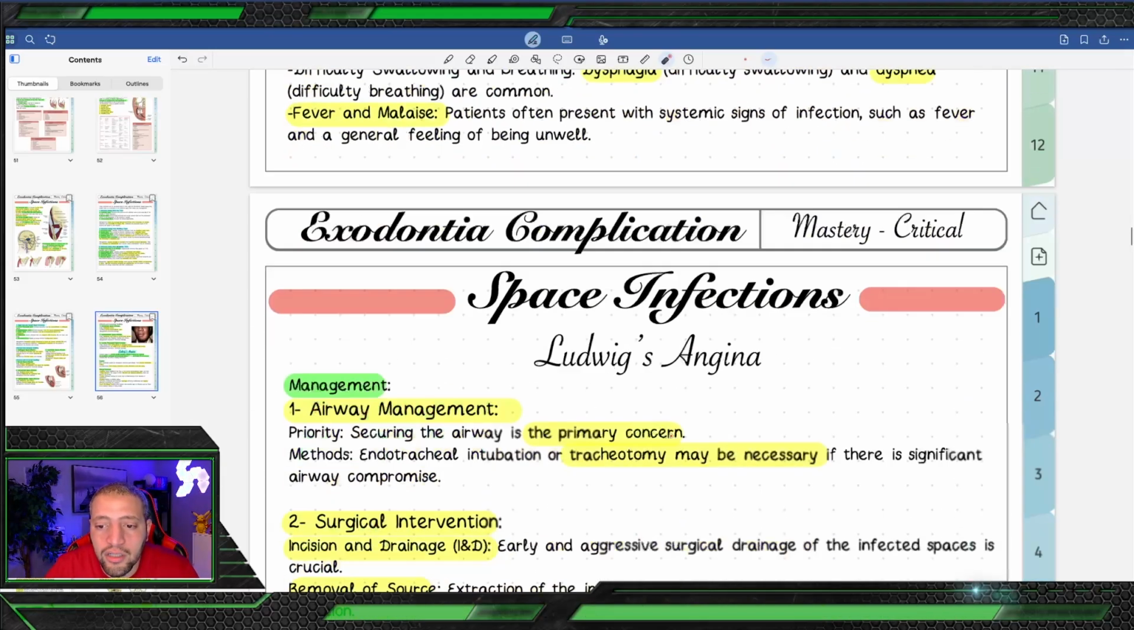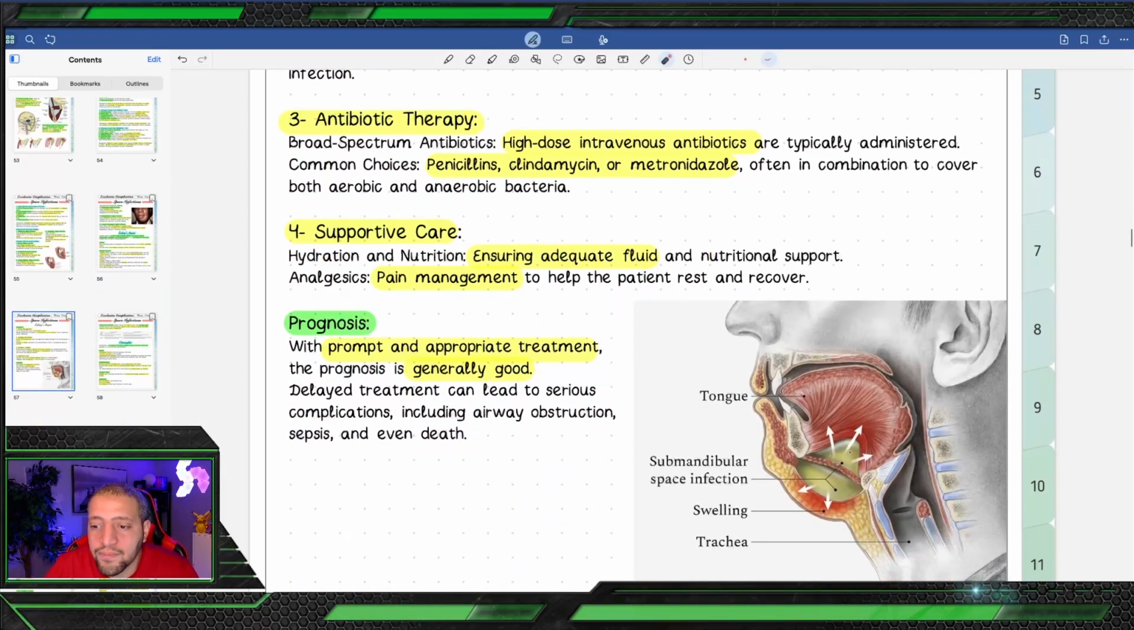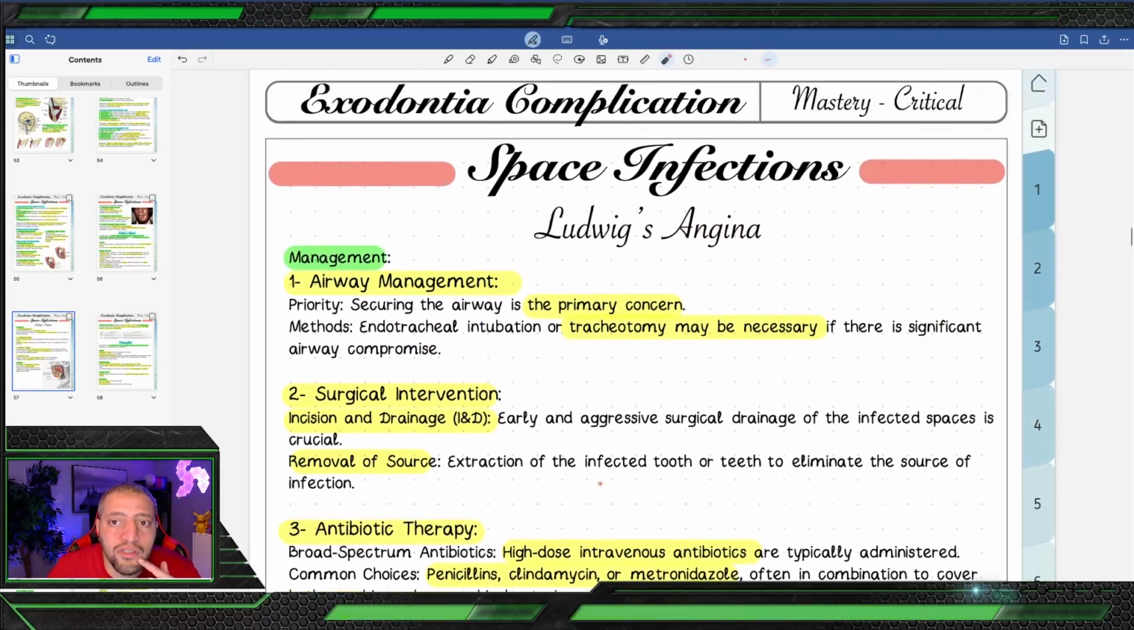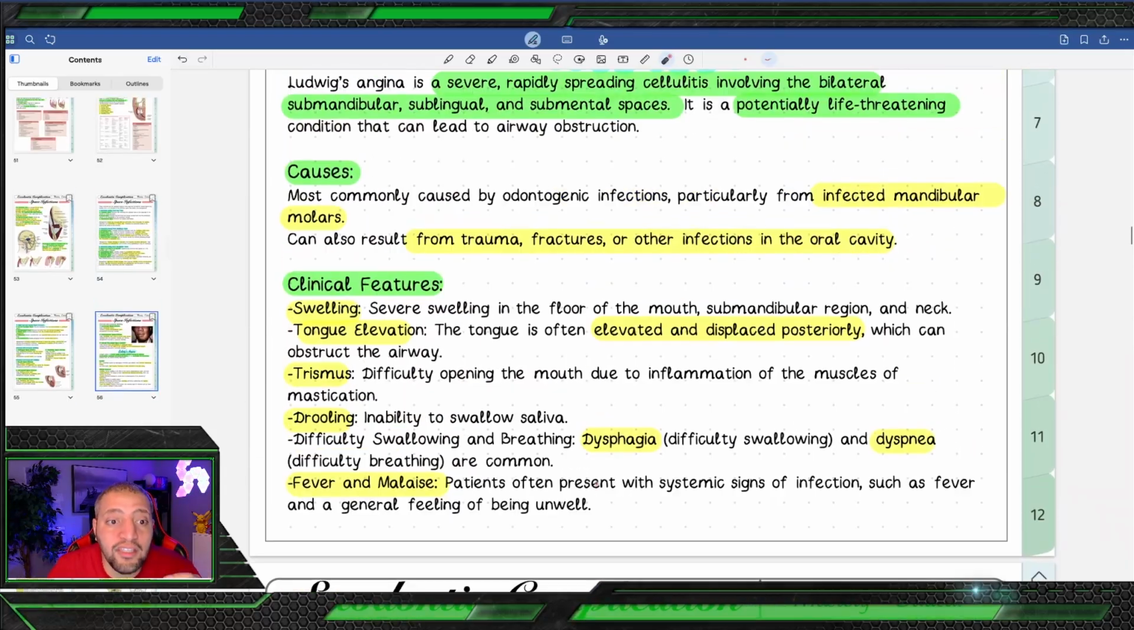Let's see the picture before we discuss further. You see here, submandibular, sublingual, and submental swelling, with elevation of the tongue. You close the airway here, and you are compressing over the airway here. So this is why it's really important for such a condition to have immediate management.